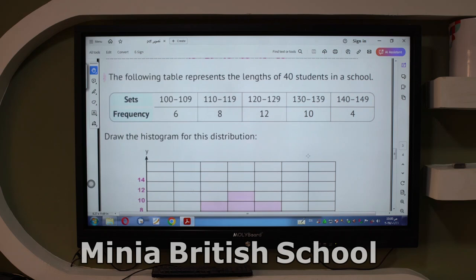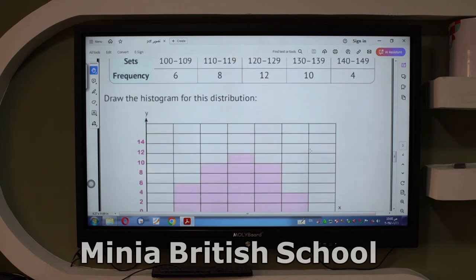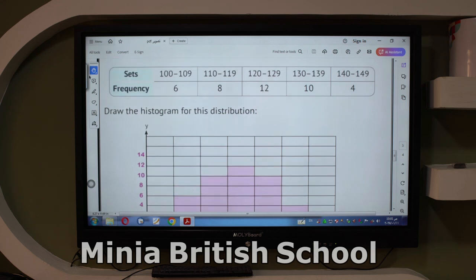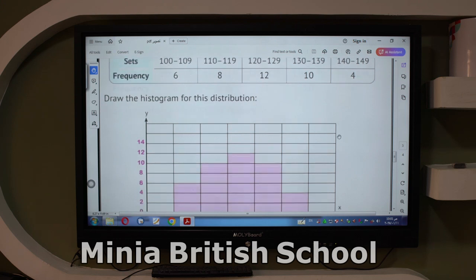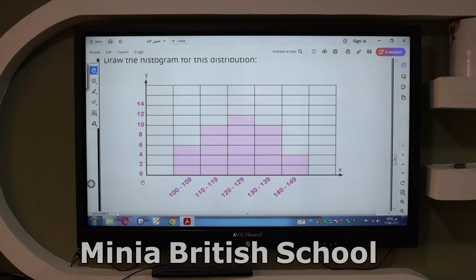The following table represents the height of 40 students in a school. Draw the histogram. Here I have the intervals. The intervals start from 100. I didn't start from 0. Then I have to take a space. Don't start from 0. I will take a space after 0 and draw the first interval.